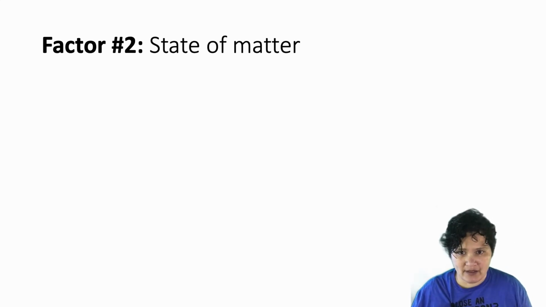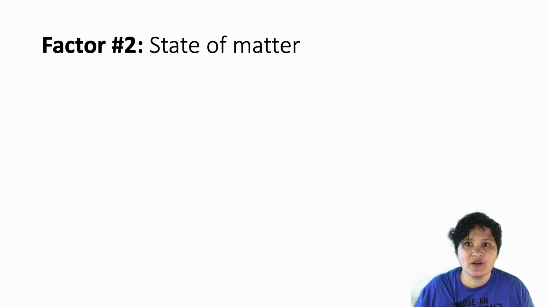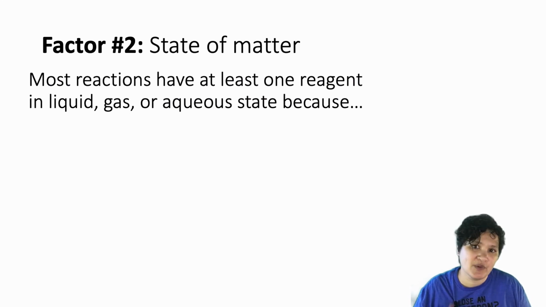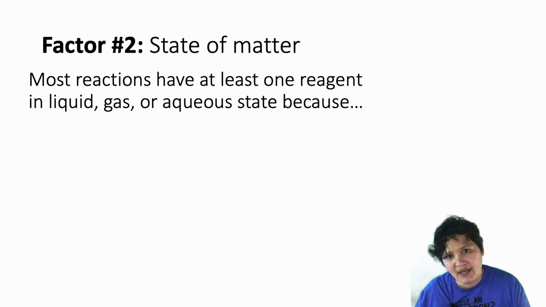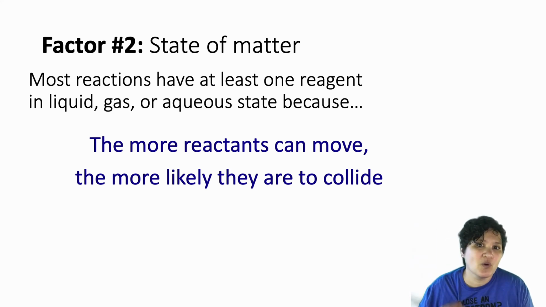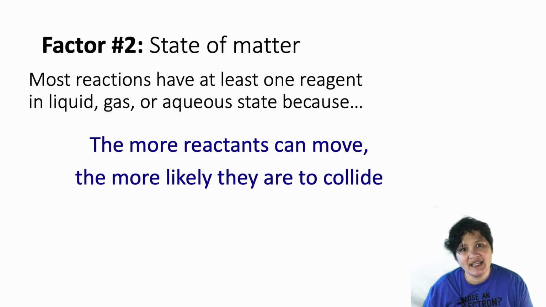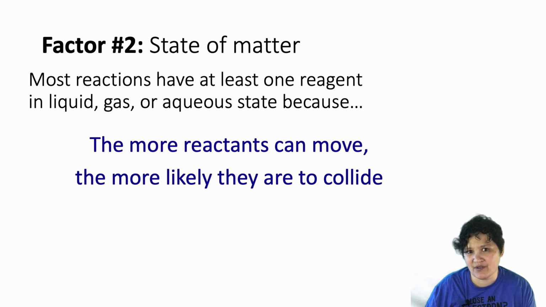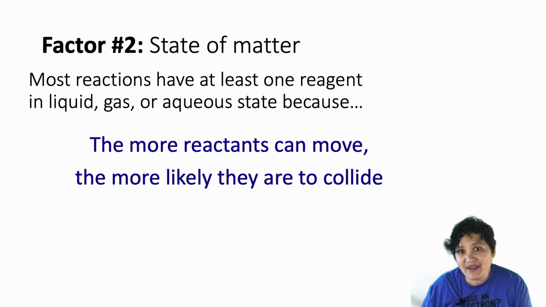The second thing is, what state of matter are your reactants in? You probably noticed when you look at balanced chemical reactions that the majority of them have at least one reagent in the liquid, gas, or aqueous phase. And that's because in order for reactants to collide, they have to move around. Solids don't move around that much, whereas liquids and gases do.